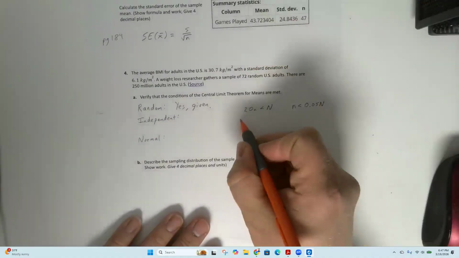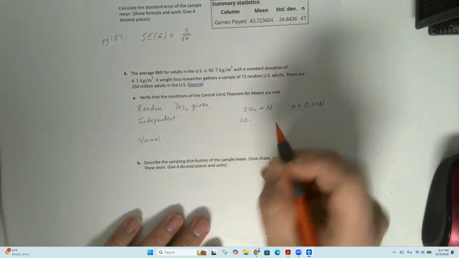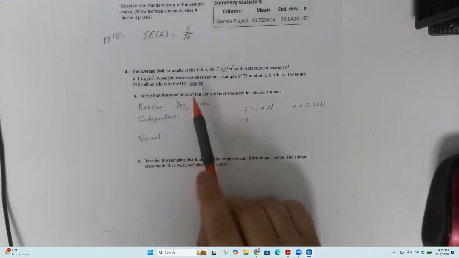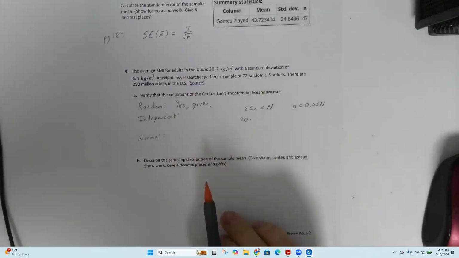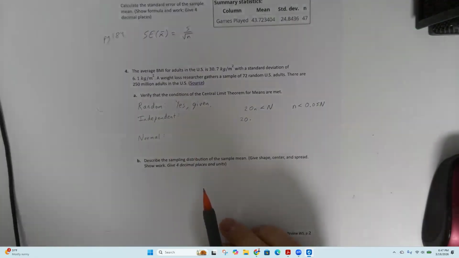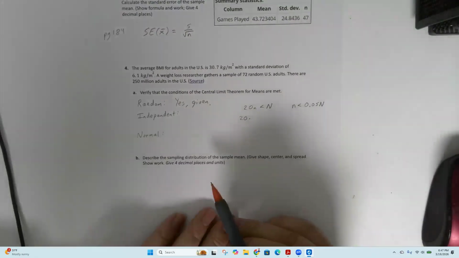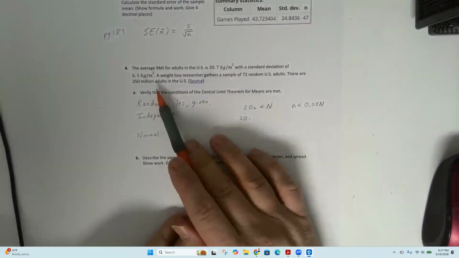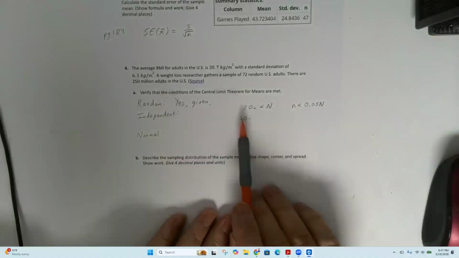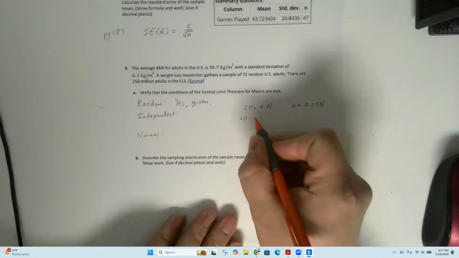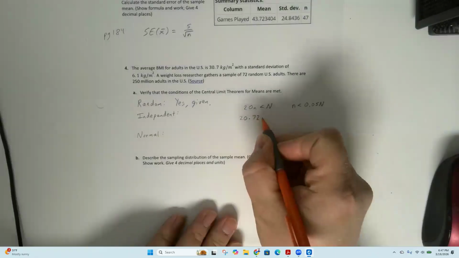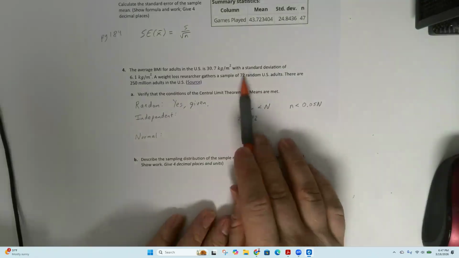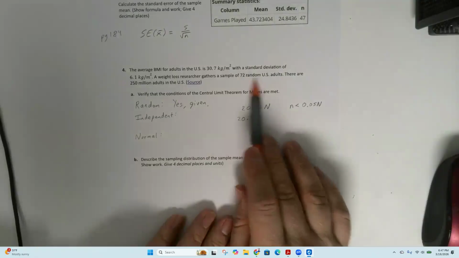What is my sample size for question number 4? What's my lowercase n? Gary says 250. You guys agree? Same answer, different answer? What's my sample size? Crystal says 72. My sample size is 72. This is the people that I randomly selected. Random sample. 72 random US adults.